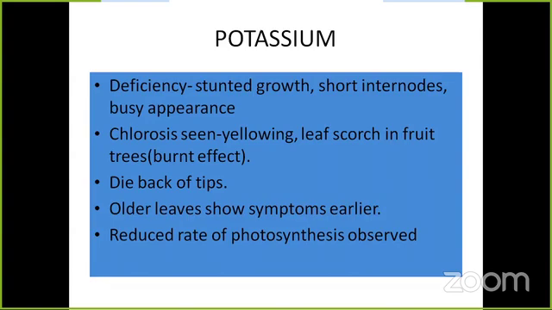Then dieback of tips will happen. The tips, apical bud, there will be dieback in case of potassium, because there is no nutrient supply. Older leaves show symptoms earlier, means it is mobile. From old leaves, the potassium is taken up to the younger leaves for the plants to continue their growth. So what happens? Older leaves will show symptoms earlier. Reduced rate of photosynthesis observed naturally, because interaction between nitrogen and phosphorus is not going to be there, because there is lesser potassium. So no photosynthesis or lesser photosynthesis will happen.